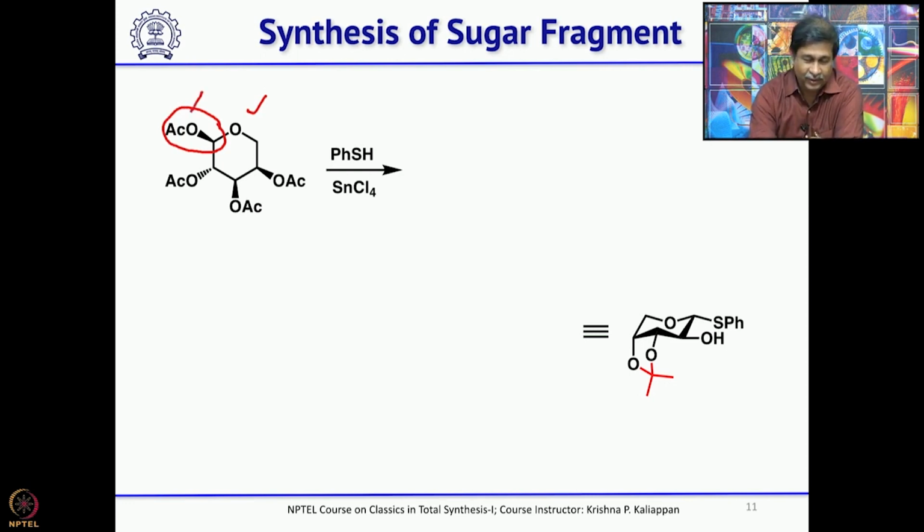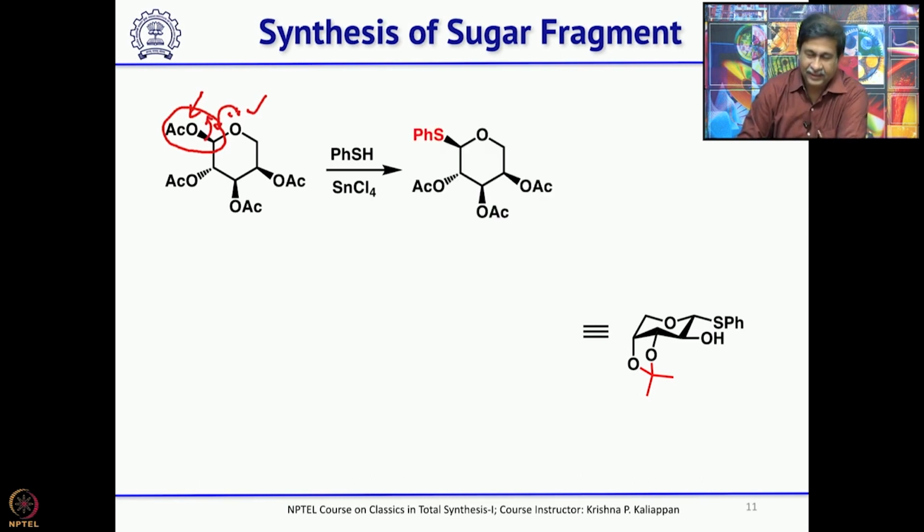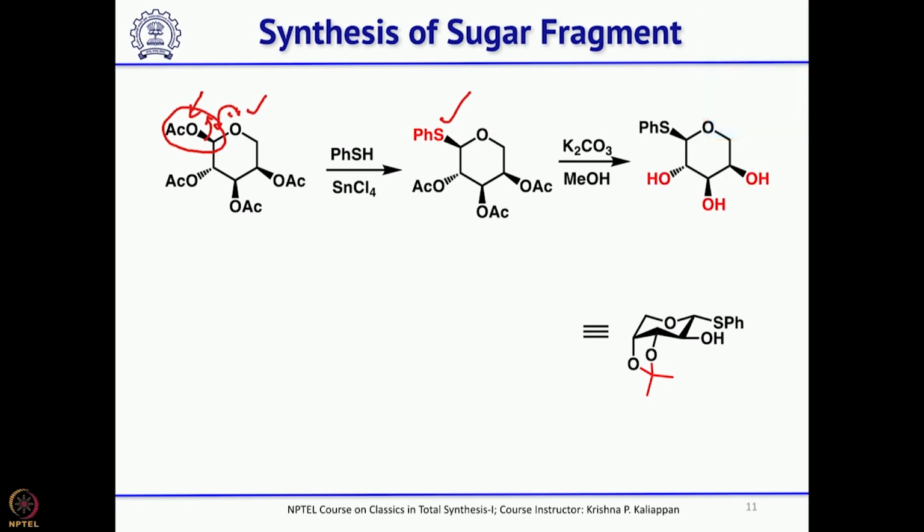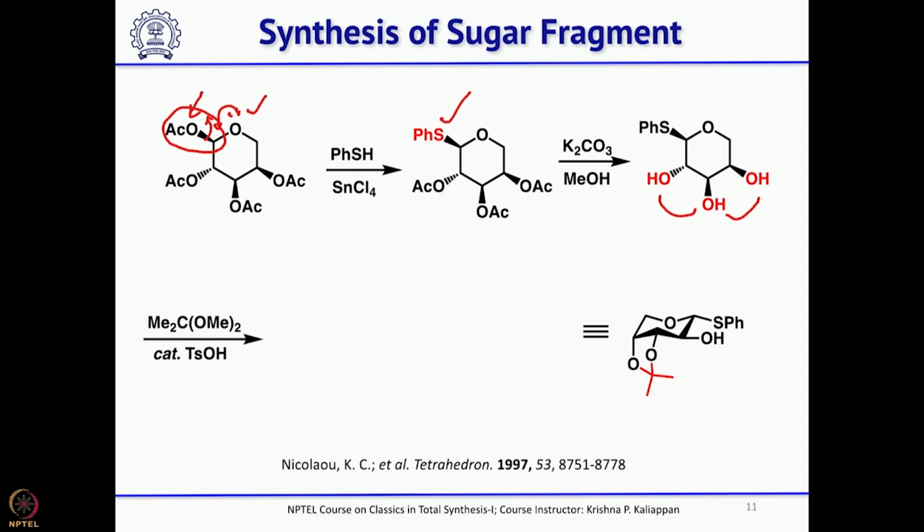So Lewis acid will coordinate here, and then this will expel the OAc. So you will get an oxonium ion, then phenyl thiol will attack, and you will get the SPh replacing the OAc. Okay. Then you can remove all the acetates in one part by treating with potassium carbonate, methanol. So you get the corresponding triol. If you look at this triol, these two diols are cis, whereas these two are trans. So cis 1,2 diol can be easily protected as acetonide. So that is what is being done.